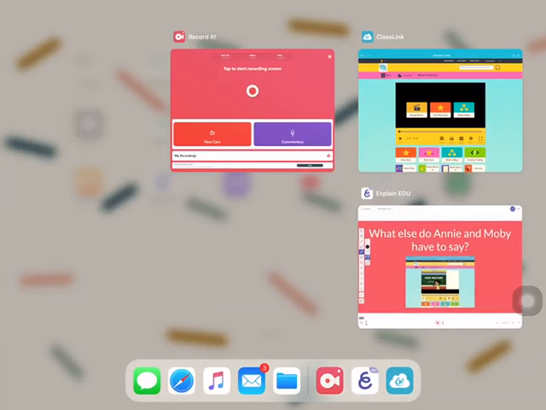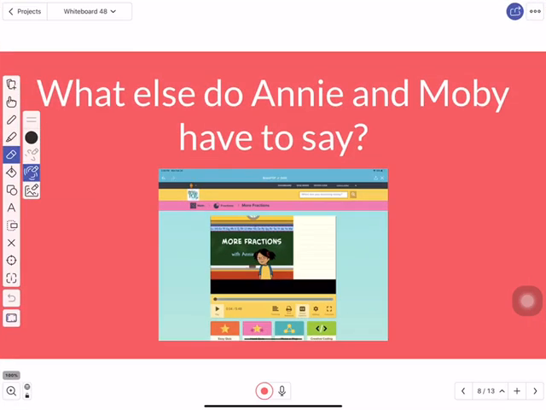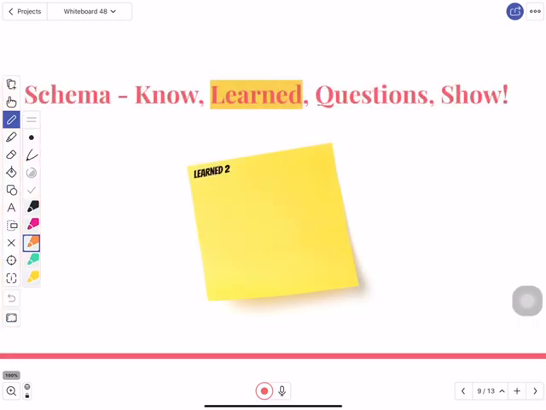Silly Moby. Okay, so what you're going to do now is write some other pieces that you learned from that video. Try to include the words numerator and denominator. When you're done, I want you to tiptoe up to the learned poster and add your final learned post-it note. You can pause the video and unpause when you get back to your seat.